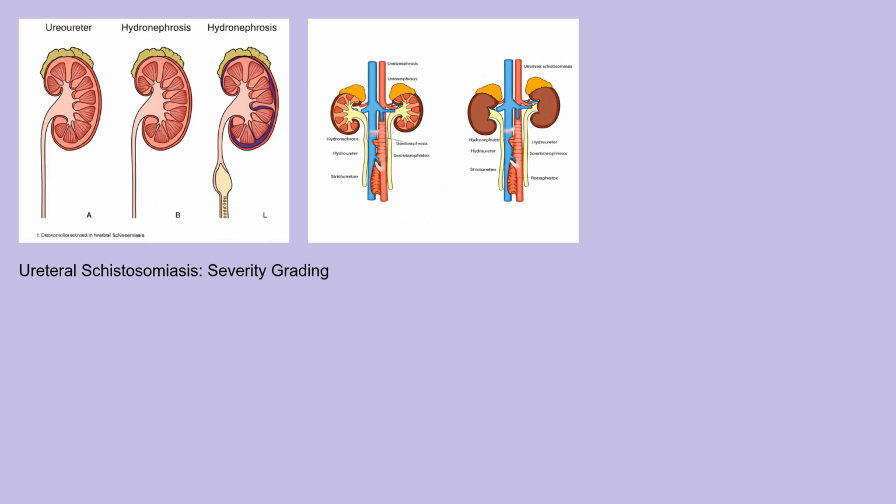While there are no specific classifications for the types of ureteral schistosomiasis itself, the severity of ureteral involvement can be graded based on imaging findings. For example, the degree of hydroureter and hydronephrosis, as well as the presence and extent of ureteral strictures, can be used to assess the severity of the disease and guide treatment decisions. It is more appropriate to consider it as a part of the disease progression rather than distinct types.